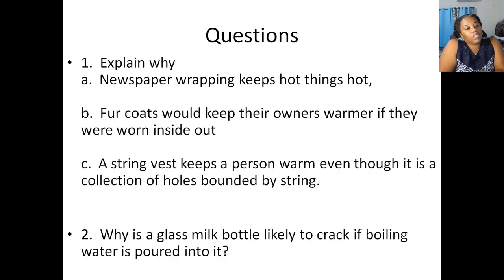Now we have some questions. Explain why newspaper wrappings keep hot things hot. Well, that's because newspaper is a poor conductor of heat, and so the heat is not transferred away from the food.